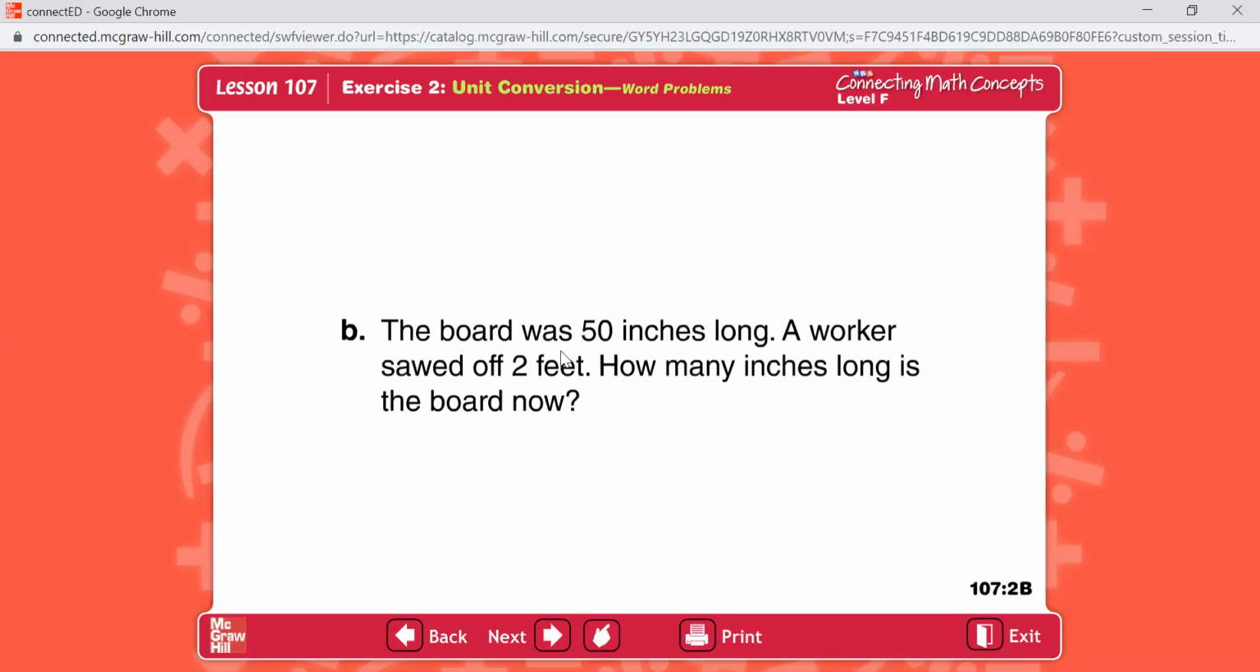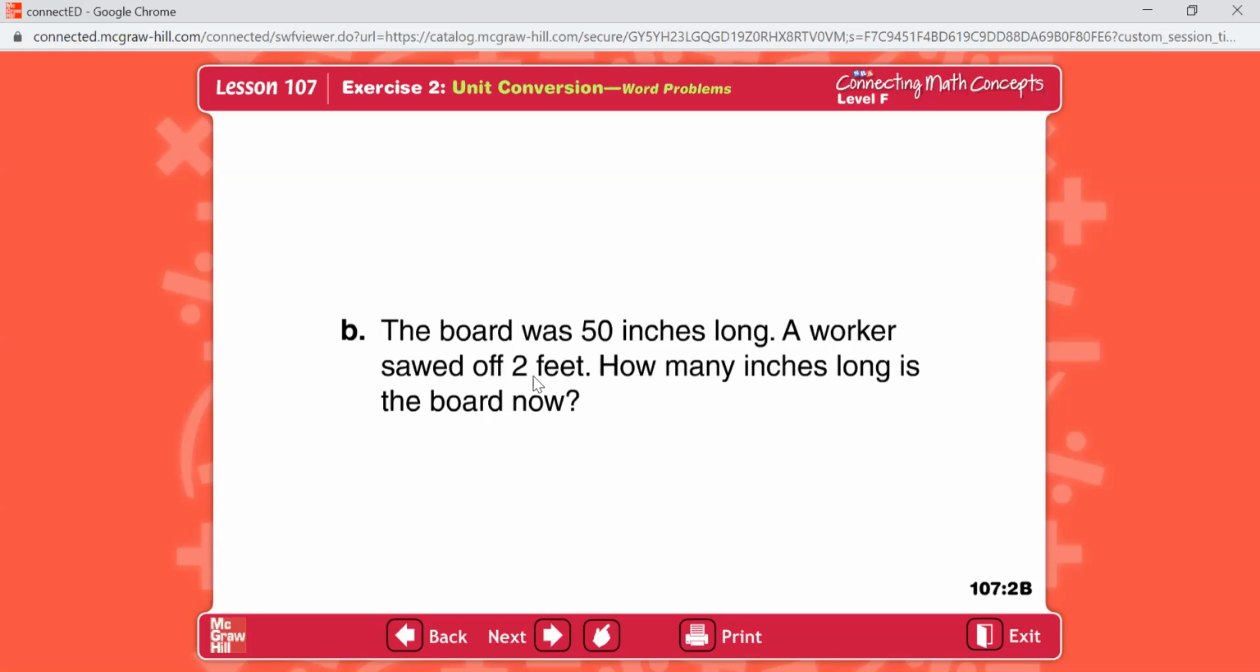The worker sawed off 2 feet. And we need to multiply 2 feet, so we know there's 1 foot in every 12 inches. So we're going to multiply 2 by 12. 2 times 12 equals 24. So 2 feet equals 24 inches.